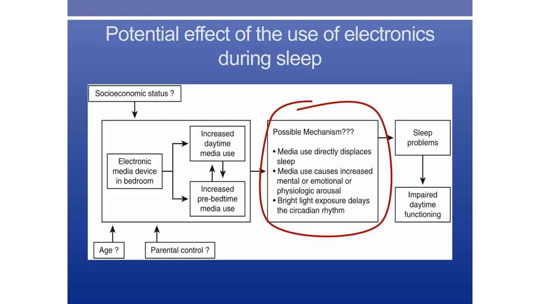One slide that I want to share with you is about potential effects and mechanisms, how electronics affect your sleep. And in red, the mechanisms are highlighted. So first, using electronics just displaces your sleep, so you have less time for sleep. Media also may cause increased mental, emotional, or physiologic arousal, anxiety, depression. And then, as mentioned in the introduction, bright light exposure delays the circadian rhythm that is already delayed. And all these will lead to sleep problems, decreased or restricted sleep, and impaired daytime functioning. It will mostly manifest with them sleeping during the morning classes at school.